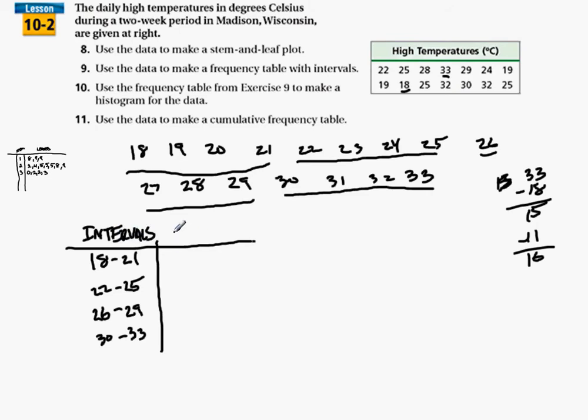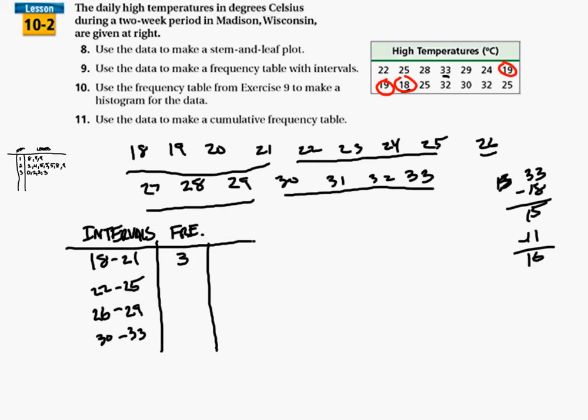And here's our frequency. We'll just say FRE. What we want to do is count how many times there are numbers between 18 and 21. So we go up to our table here, and let's just circle those. We've got 1, 2, 3, 18 to 21, 18, 19. Looks like we have 3 right there. So we'll put 3 there.